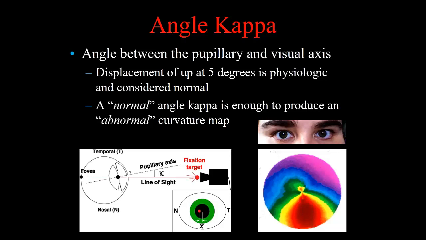Now, as I said, angle kappa is not exactly technically angle kappa, but it's the angle between the pupillary and the visual axis, and displacement up to 5 degrees is considered normal and physiologic. If you think about way back in training, when we used to examine infants and did a Hirschberg test, which is just a light reflex test, we had patients with what's called pseudostrabismus. When you reflected light, they looked like they were crooked, but when you did cover or uncover, they were straight.